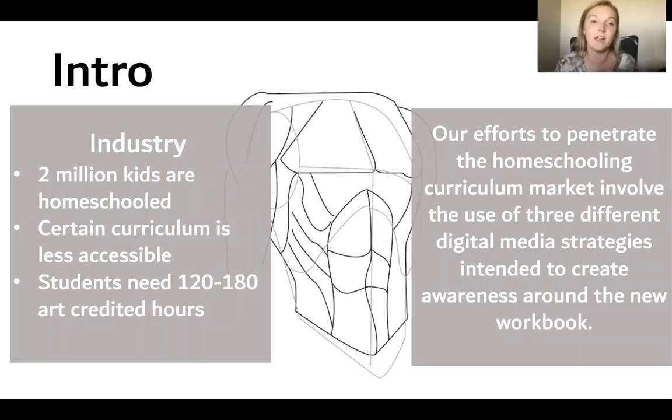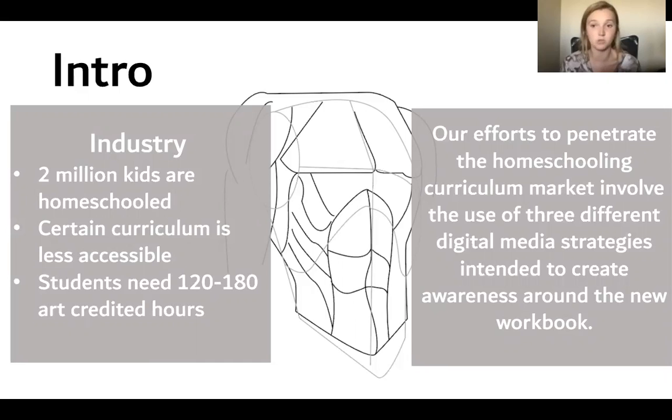So this pitch is going to provide you with information about the research, methods and findings, the demographics and psychographics of our target audience, objectives of the campaign, the big idea which our campaign revolves around, our media strategies, and evaluation methods.